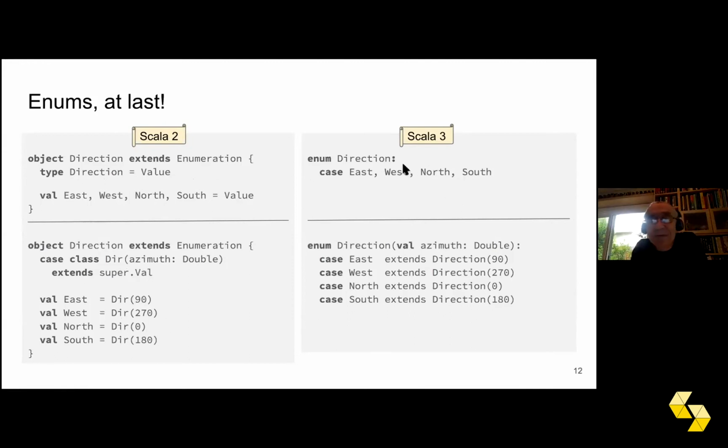So this is how we do it in Scala 3. Enum Direction, case East, West, North, South, as if there's no other direction. Or we can have directions with azimuth. So enum Direction takes a parameter, and we don't say that East has a parameter, West has a parameter. It extends Direction, and basically it's like this. So it's basically more readable. We don't produce anything new, but we just produce more readable, beautiful code.